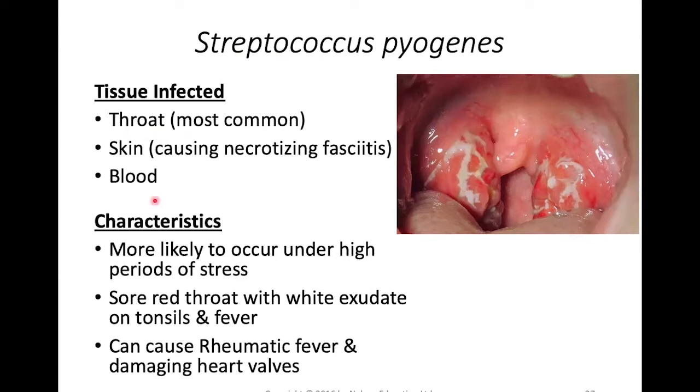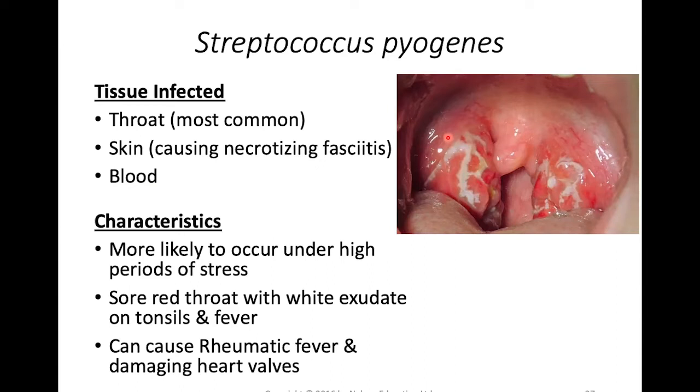When Streptococcus pyogenes affects the skin, this can also cause necrotizing fasciitis. And then lastly, Streptococcus pyogenes is capable of infecting our blood. This is why when you have a strep throat infection, you must go on antibiotics to ensure that you kill that bacterial population. The symptoms of the strep infection will eventually subside on their own, and sometimes patients will go without taking antibiotics for this infection.